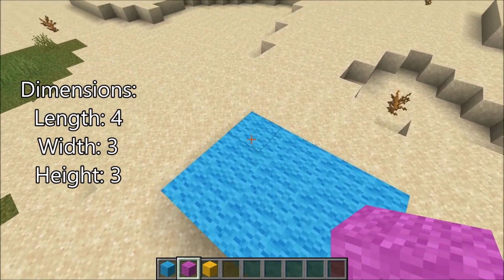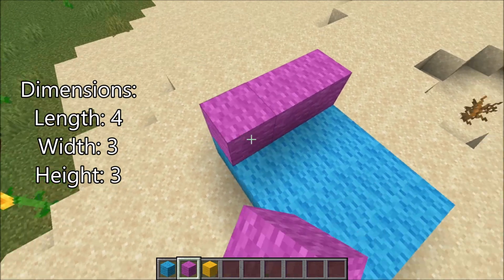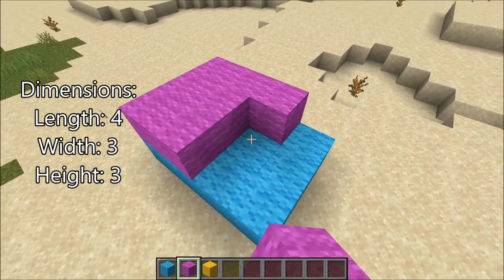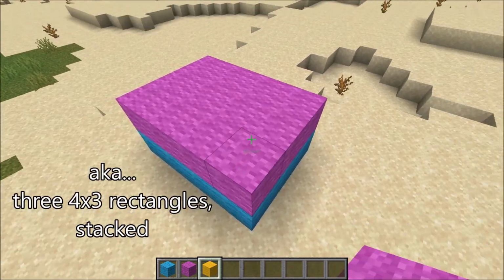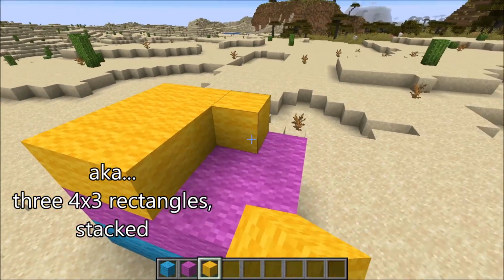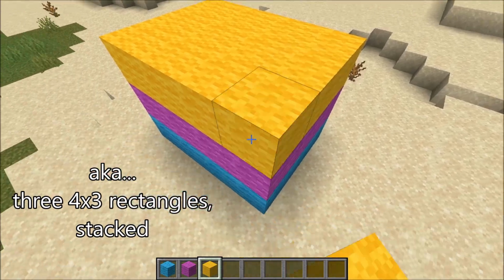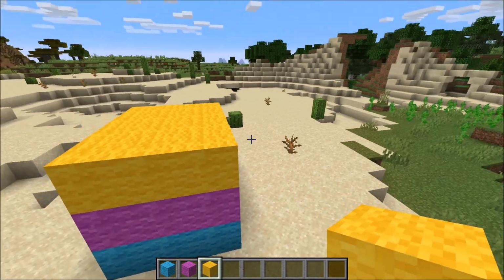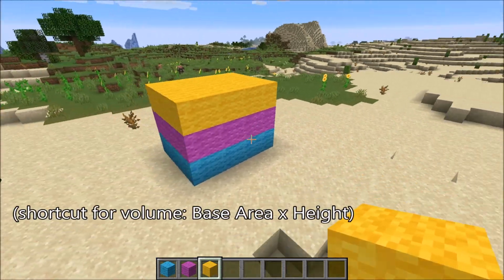So to do that, we're actually going to build 2 more layers of this. And we'll build a third in yellow. And this should help us kind of visualize this. So remember, our base area was 12. Now we're going to think about the volume and the surface area.